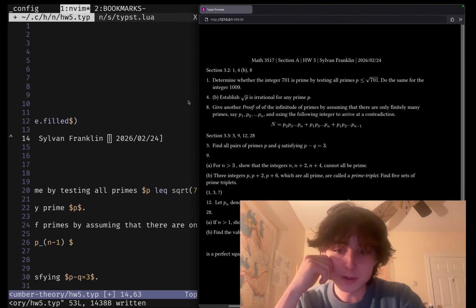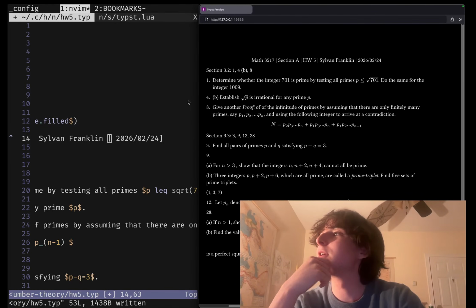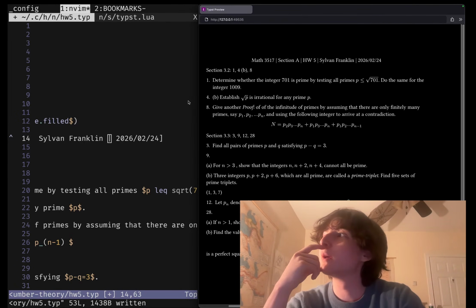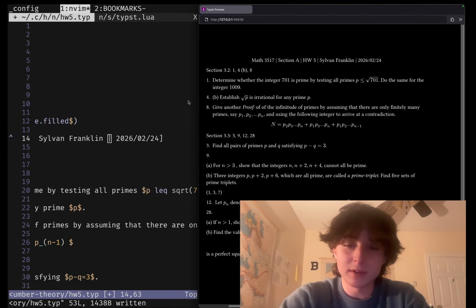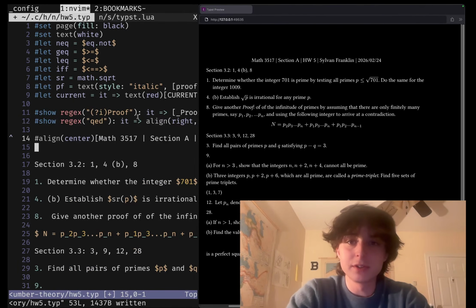Just write a Python script to emit the LaTeX. Yeah, that's probably the move. There's probably a fast way to do that, right? The sieve of Eratosthenes. There's also the dumb way to do it.